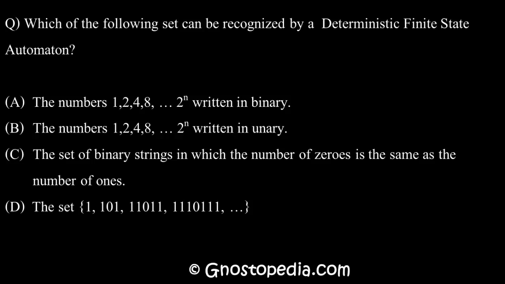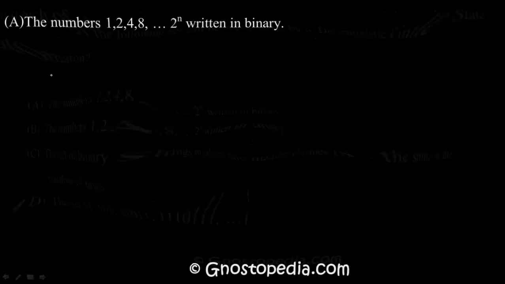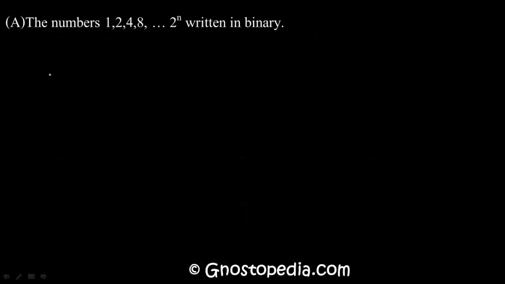Which of the following sets can be recognized by a deterministic finite state automaton? The first one, the numbers 1, 2, 4, 8 up to 2 raised to n written in binary. Hence, the language that our finite automaton should accept is 1, 2, 4, 8 up to 2 raised to n. Let us see whether a DFA is possible for this particular language.